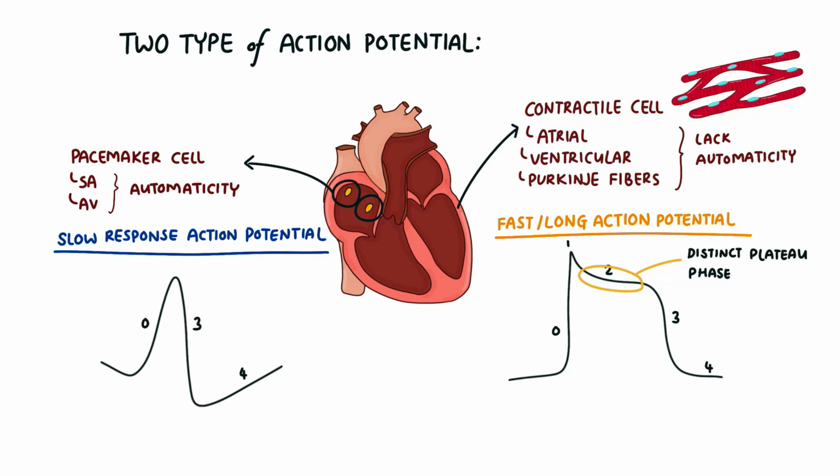Notice the key differences from the fast action potential. There is no phase 1 and phase 2. There is also no notch and no distinct plateau phase. Class 2 and Class 4 drugs work on these slow response pacemaker cells. They slow down the heart rate and reduce conduction by affecting the influx of calcium ions. I will explain this later in the video.